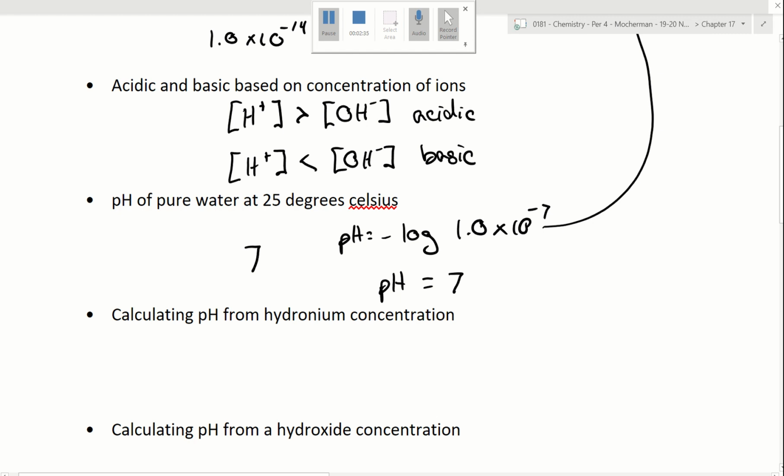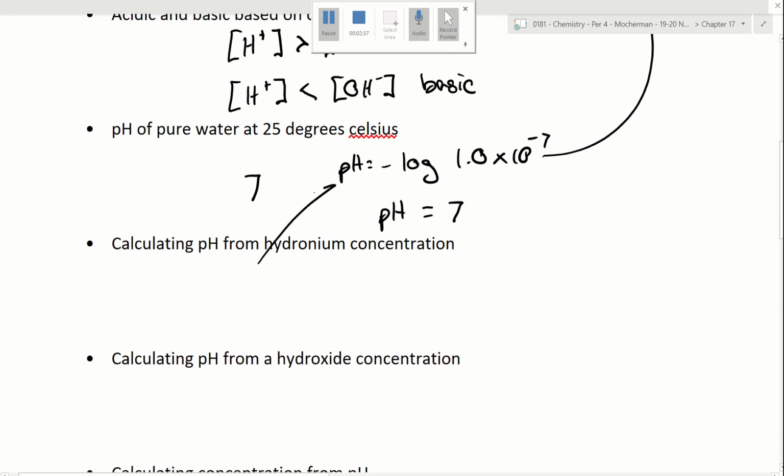Calculating the pH from hydronium concentration, that's this one right here. The pH is equal to the negative log of whatever the concentration of H+ is. So this could be given as 1 times 10 to the negative something. It could be given as a value times 10 to the negative something, or it could be just 0.004. If you were to do that, then you could plug that in your calculator and find the pH.